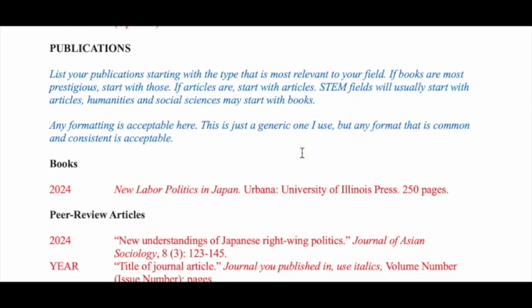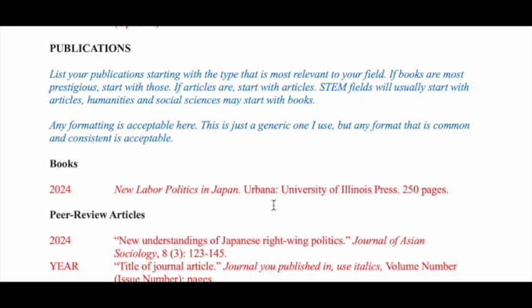So this is obviously a very important section here. You want to list all of the publications and you want to start with the ones that are most relevant in your field. So this will be different depending if you're in a social science or a humanities field. For example, if you're in a social science field like sociology or anthropology, a book is usually expected for you sometime in your career, especially if you want to get a tenure track position.